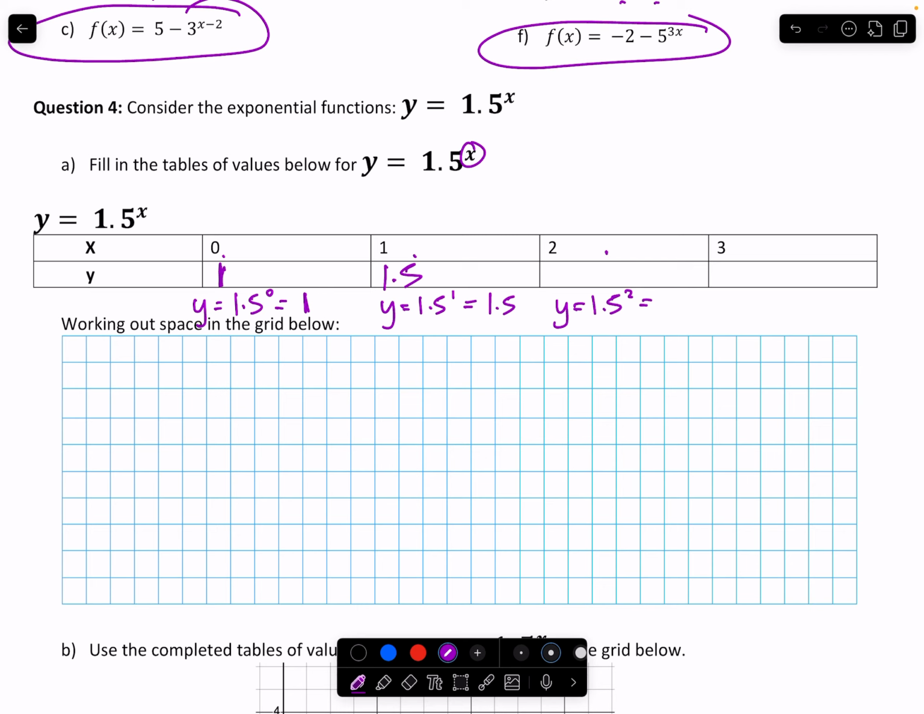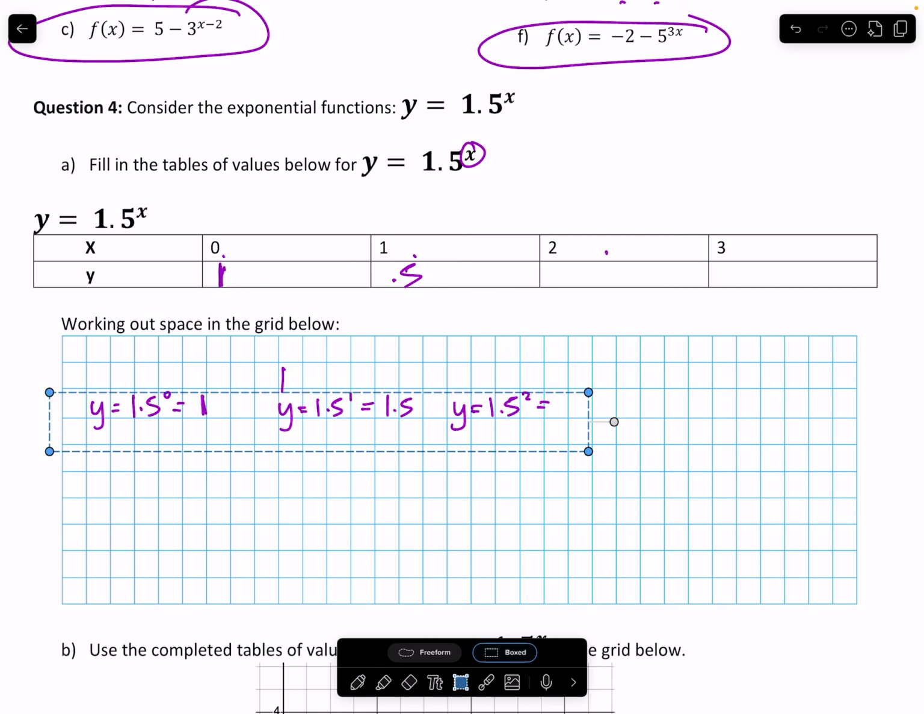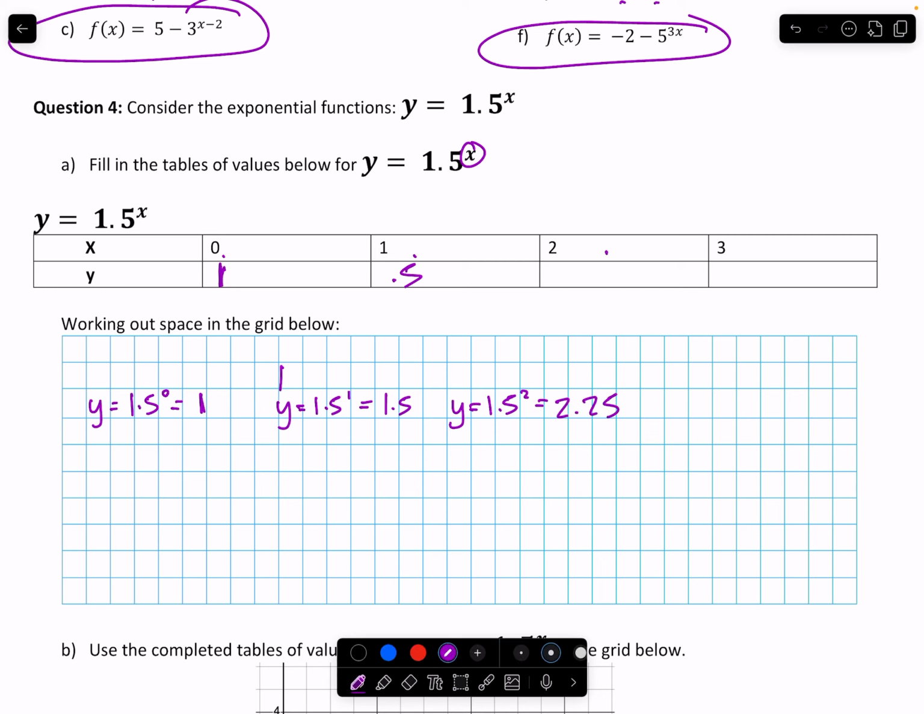Oh, I wrote this test. I gave you guys working space down below, so I should use it. Calculator, you'll have access to a calculator during the test. 1.5 squared is 2.25. I accidentally moved the 1 there. 1.5, 2.25, and then last one, y is equal to 1.5 to the power of 3.